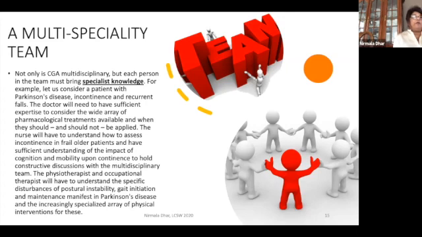The physician will have to have sufficient expertise to consider the wide array of pharmacologic treatments available for this person. The nurse will have to understand how to assess incontinence in frail older persons and have a sufficient understanding of the impact of cognition and mobility upon continence to hold a constructive discussion with the team. The physical therapist and the occupational therapist will have to understand the specific disturbance of postural instability and gait initiation that is all part of Parkinson's disease, and the increasingly specialized array of physical interventions these individuals need.